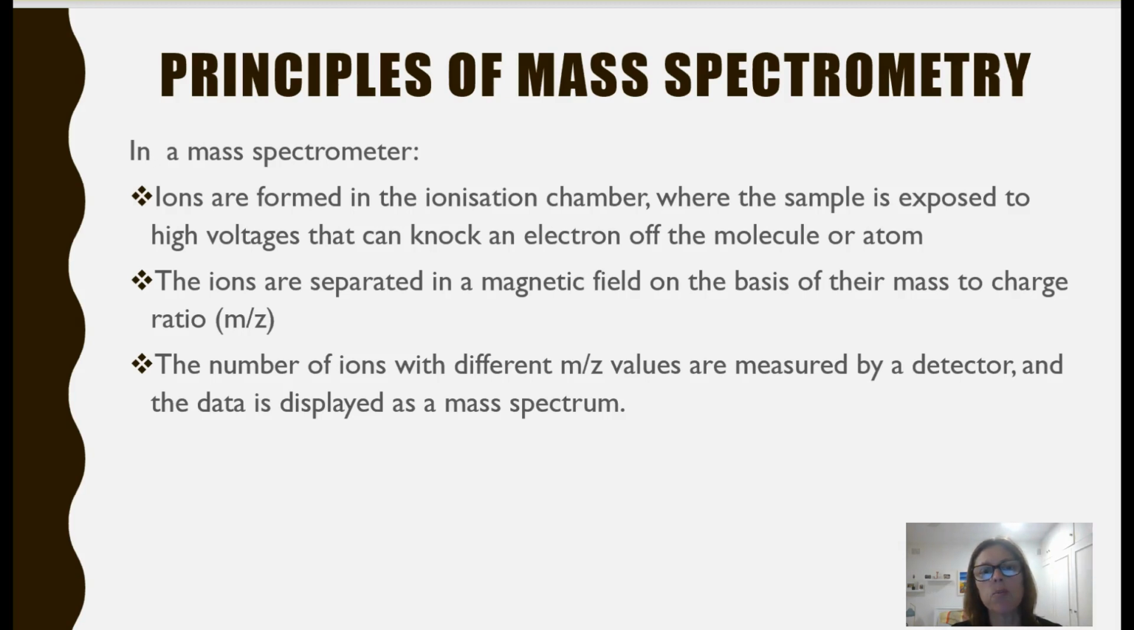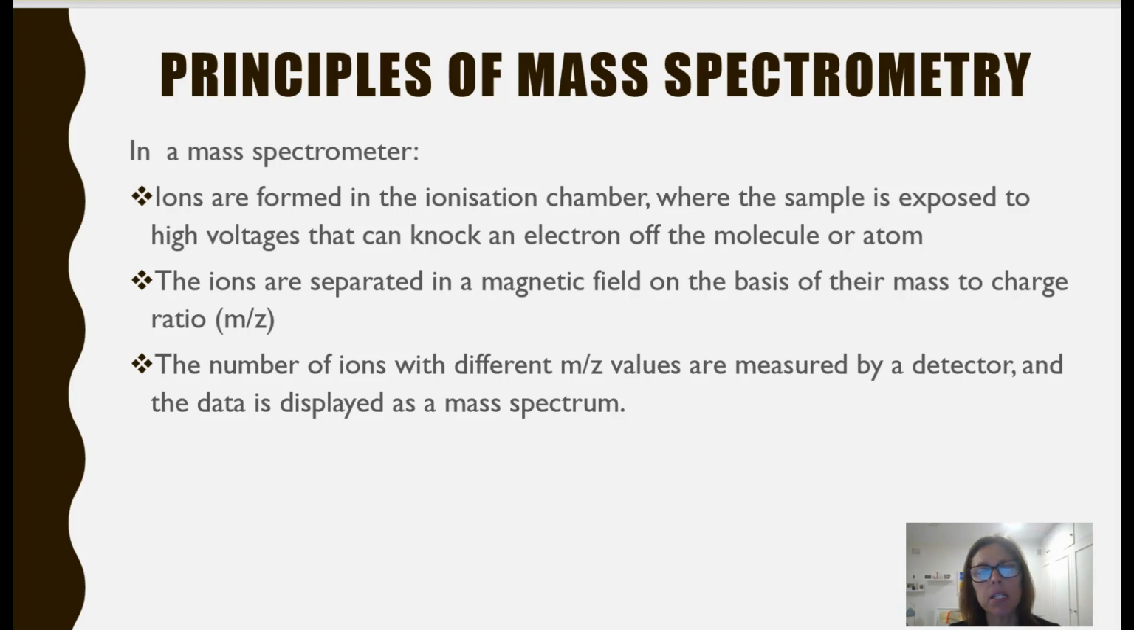The ions are formed in the ionization chamber, where the sample is exposed to high voltages. When it's exposed to those high voltages, electrons are knocked off the molecule, and we form a molecular ion, or the parent ion, which has a positive charge because one electron has been knocked off. Then the ions are separated in the magnetic field on the basis of a ratio, their mass to charge, shown by m/z, m being mass, z being charge.